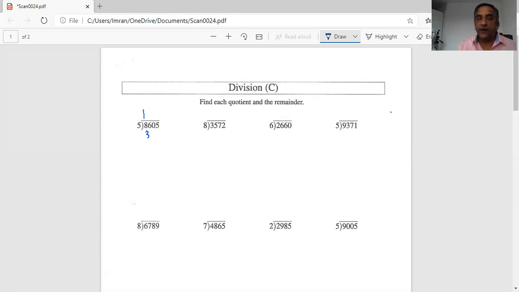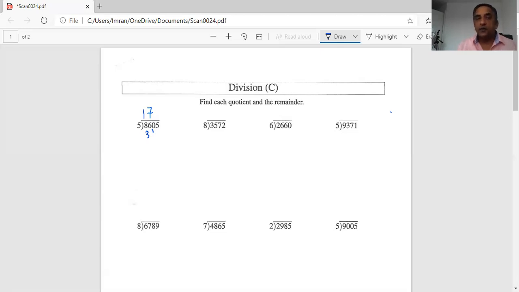So we know that 5 times 7 is 35. So take away 35 from 36. So we get 1. So we can write 1 here, between 6 and 0. So the next number which we have to divide is not 0 anymore. It's 10 now, because we add 1 with 0.